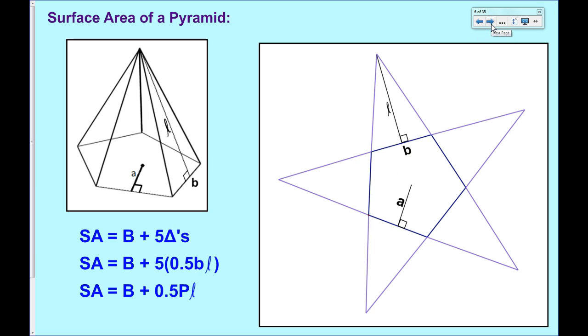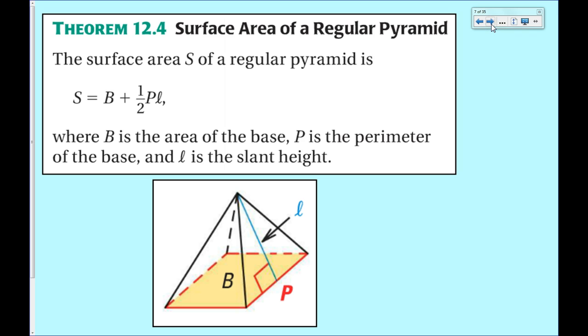So the overall surface area for this particular pyramid would be 0.5 perimeter times the slant height plus the area of the base. And it just so happens that however many sides the base has, that's how many triangles will form the pyramid up on top. So no matter how many sides the base has, you will always have basically 1/2 times the perimeter times the slant height, no matter, again, how many sides the base has. And that's your theorem for the day.